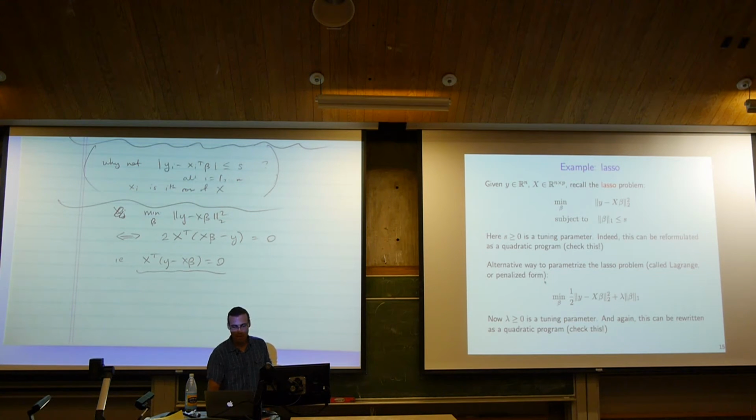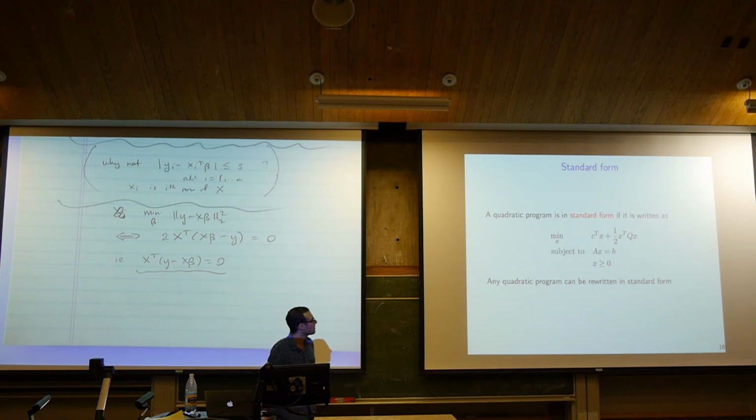The way to check that is very similar to the way that I told you that the Dantzig selector was a linear program. We're going to want to introduce a variable z to take the role of this guy here. But all of these can be cast as QPs. I'll leave you to check the details. And any QP can be written in standard form.